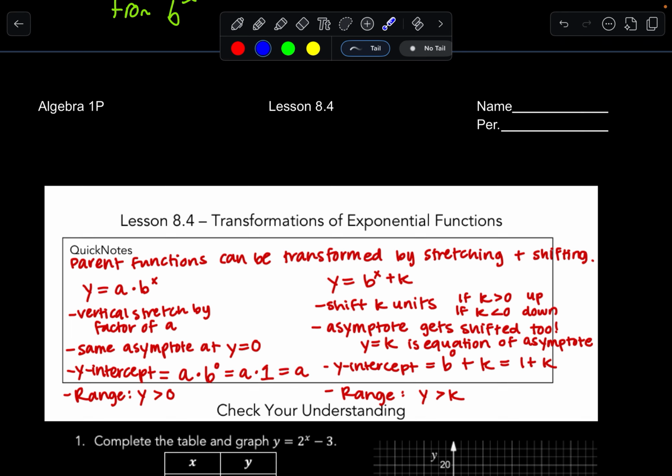Now, when we transform it by adding a number on the outside as plus k, that's a shift k units either up or down. If k is positive, it'll be up. If k is negative, it'll be down. All right? y equals k is the equation of the asymptote. So whatever that number is, plus 5 or minus 2, that's the horizontal asymptote. The y-intercept, you just let x equal 0, and it's 1 plus k. And the range is y is greater than k now. And there you go.